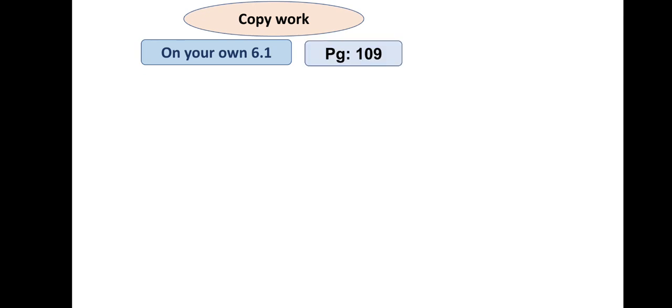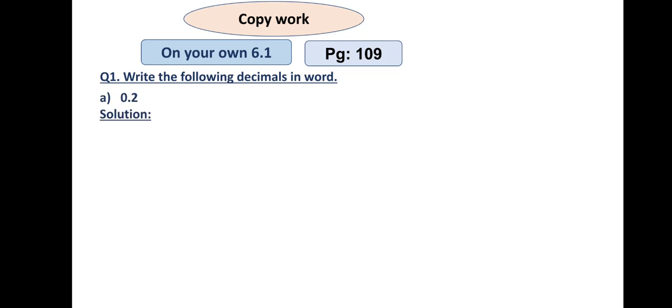Okay, class 4, now take out your copies and start the copy work. Exercise on your own, page 109. Write question number 1. Write the following decimals in words. The first one is 0.2. You have to write the spelling of 0.2 like this.